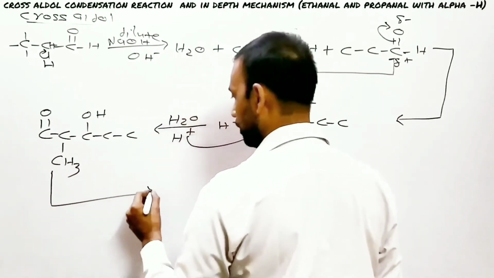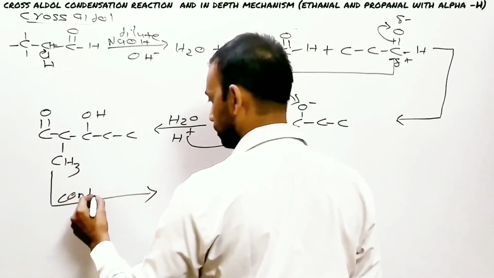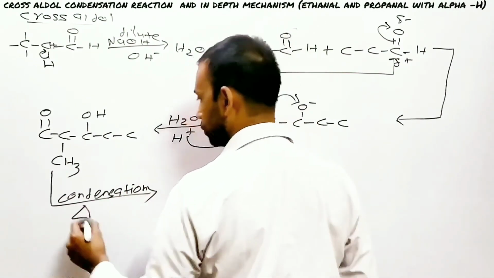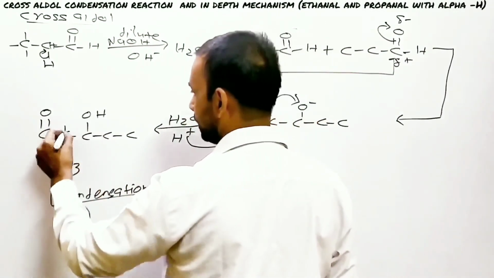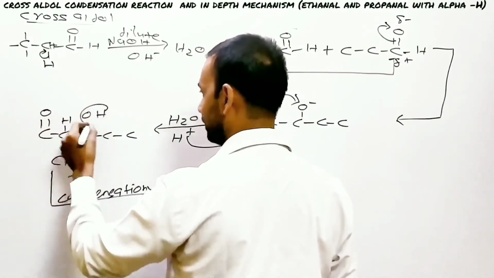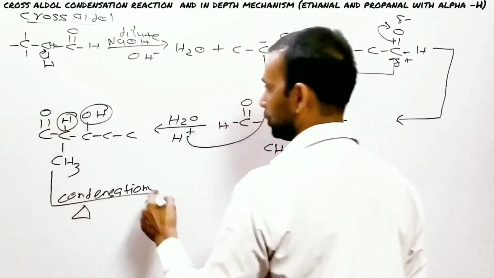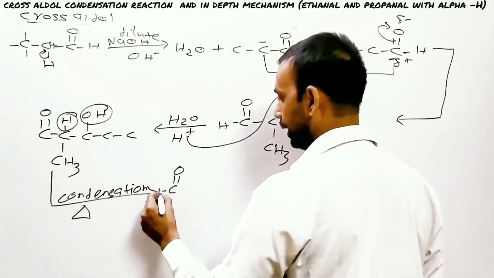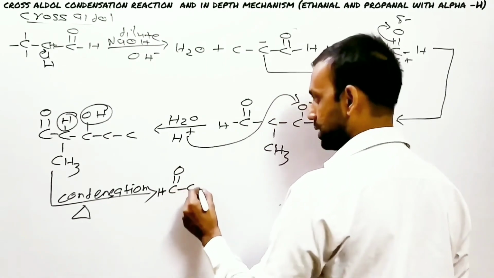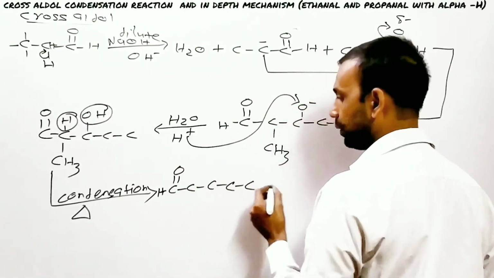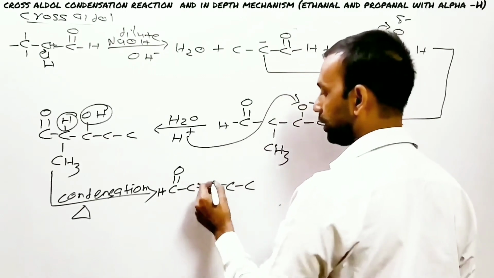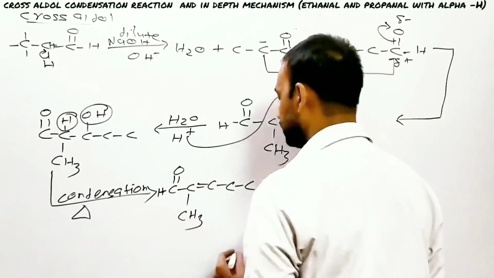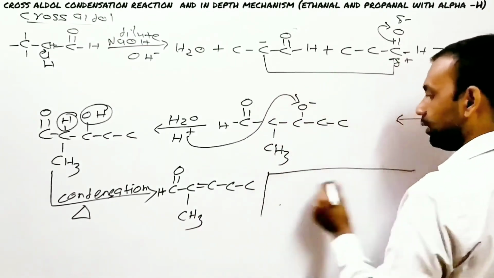Finally, condensation takes place. What does condensation mean? Heating it. So when you heat, what happens? There you have your hydrogen, there you have the hydroxide, so that these two are removed. So this becomes a double bond here. So C double bond O H with another C, third one, fourth one, fifth one. But you have between second and third a double bond. And then you also have a methyl group here. So this is the second product.